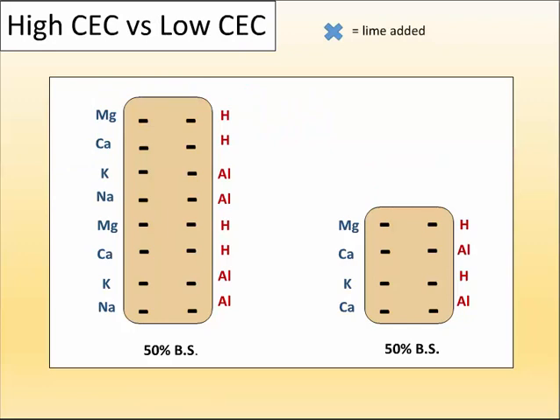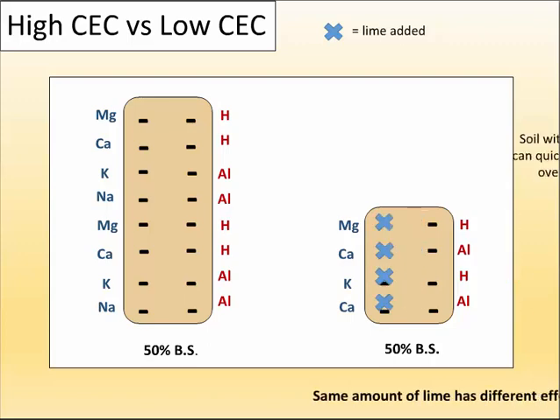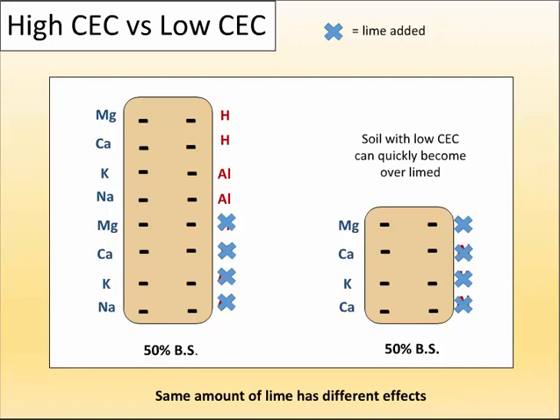So this is where buffer capacity becomes important and why you can't add the same amount of lime to each soil just depending on the pH they have. So you can have two soils that have, say, 50% base saturation. They both have a similar pH, and you're going to want to raise that pH. If you add the same amount of lime to each soil, you can quickly oversaturate one that has a low buffer capacity.